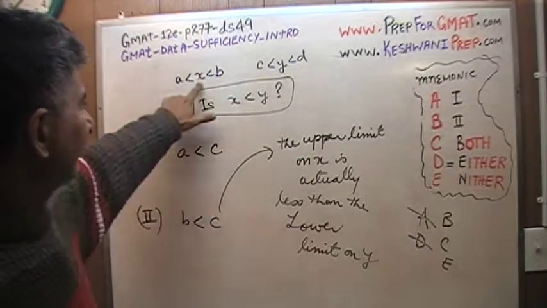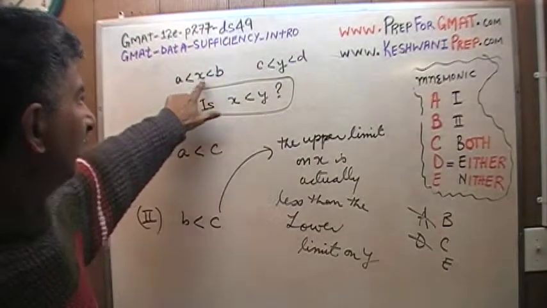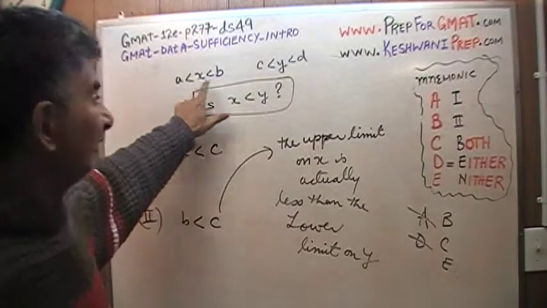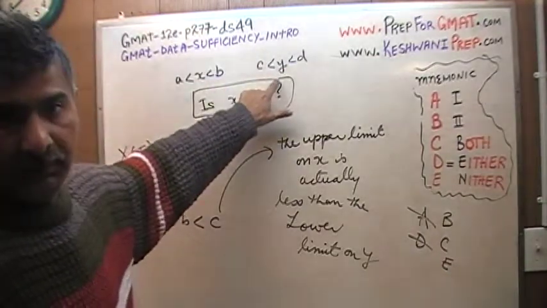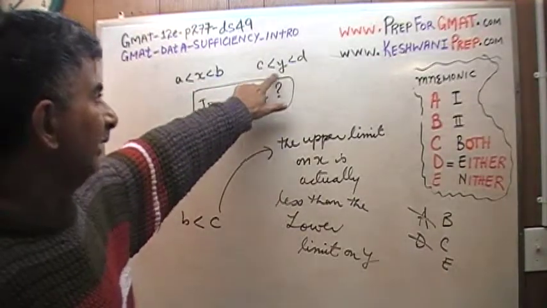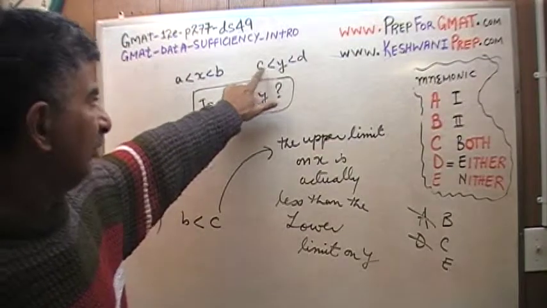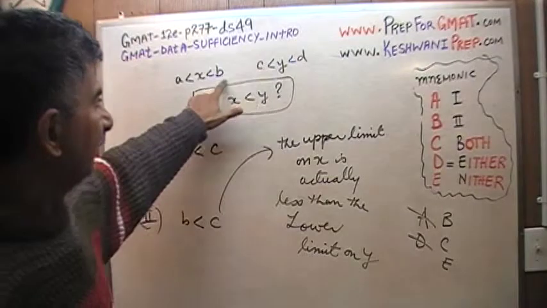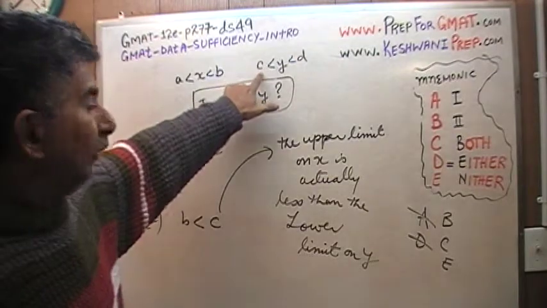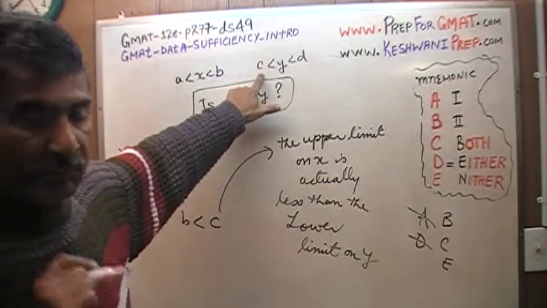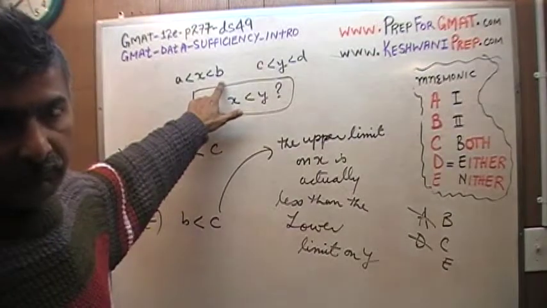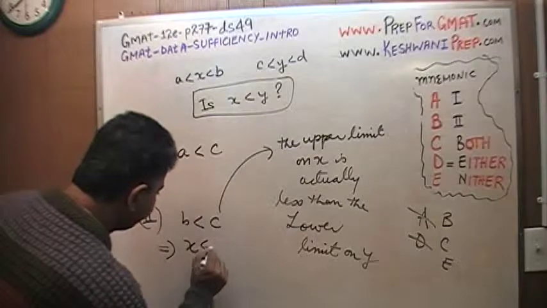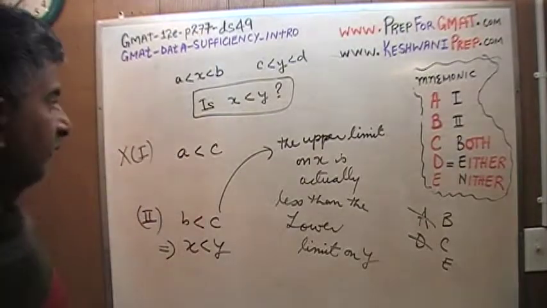In other words, to put it plainly, what the second statement tells us is that the highest value that x can take, even that highest value of x, is actually less than the lowest value of y. The lowest value of y is more than c. Y has to be more than c, and c is actually bigger than b. In other words, the lowest value of y is bigger than the highest value of x. Well, if that's the case, then y would have to be bigger than x.